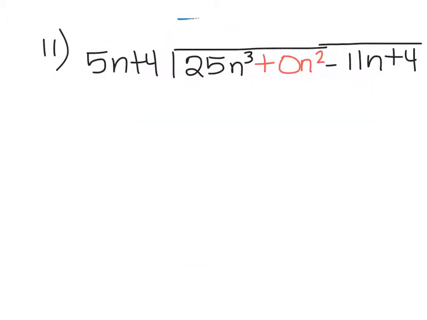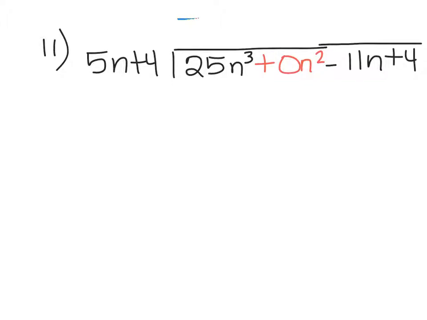For number 11, it's 25n cubed minus 11n plus 4 divided by 5n plus 4. If you look at this, you'll notice that when I rewrote it so that I can do my long division, I have a missing n squared term. The original problem doesn't have n squared, so I just need a placeholder, which is why I put the 0n squared. I just need that as a placeholder so that my division works out.